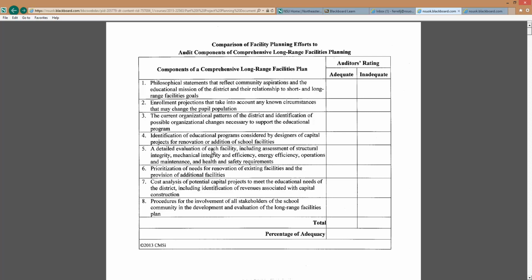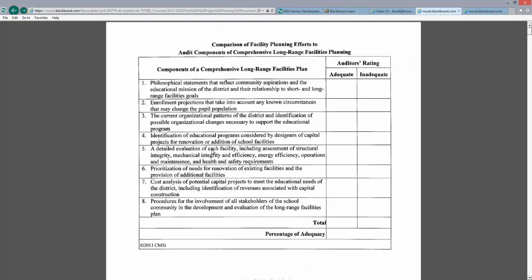So you're going to have to hunt down some documents for this. And you can see here we have 8 standards that we use in looking at this. And I'm going to take a little bit of time here. I'm going to go through these standards. I'm going to explain what makes it adequate or inadequate, and then look at some examples of some districts in which I have been, visited, and audited, and see how we rated their long-range planning documents.